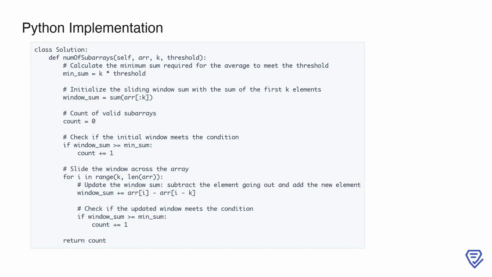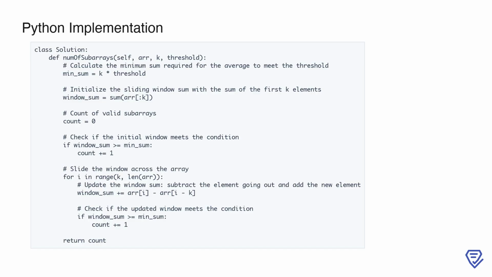If window_sum is greater than or equal to min_sum, the count of valid subarrays is incremented. The loop then slides the window across the array. For each step, the window sum is updated by subtracting the element that is leaving the window, arr[i - k], and adding the new element entering the window, arr[i]. This ensures that the sum is adjusted in O(1) time without recomputation.